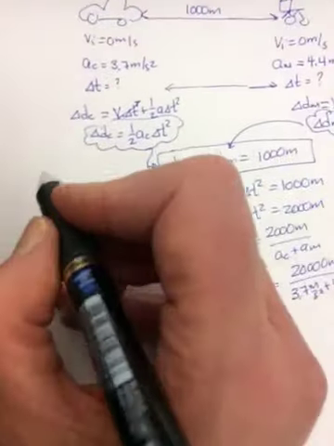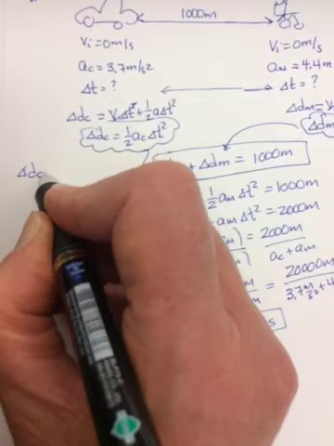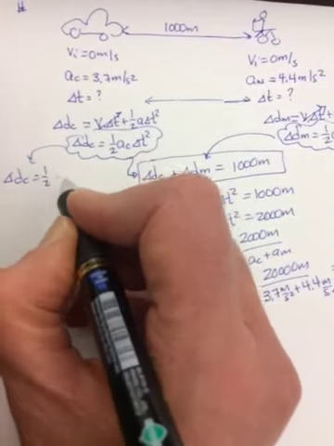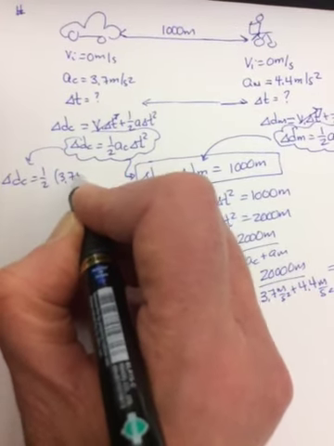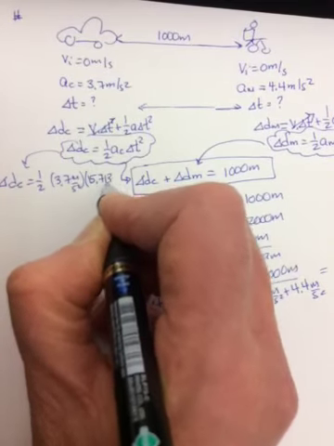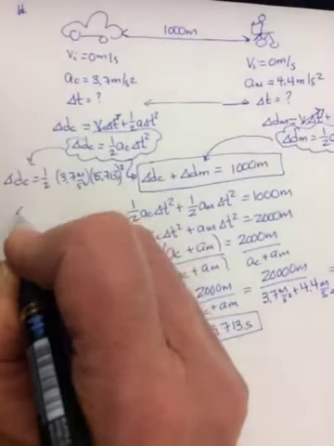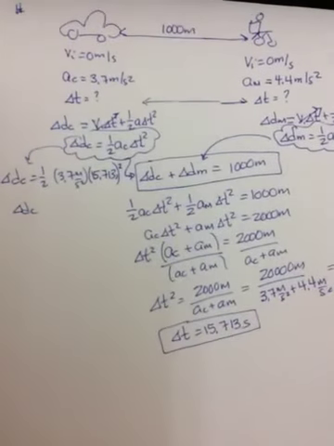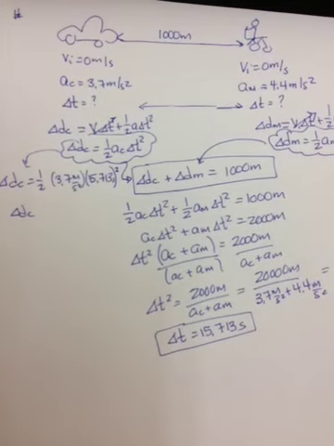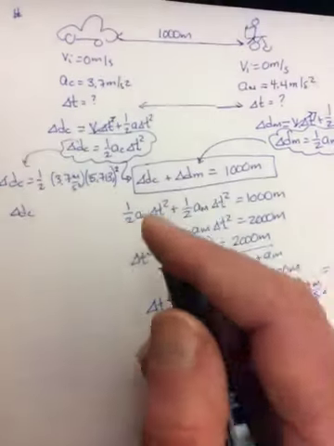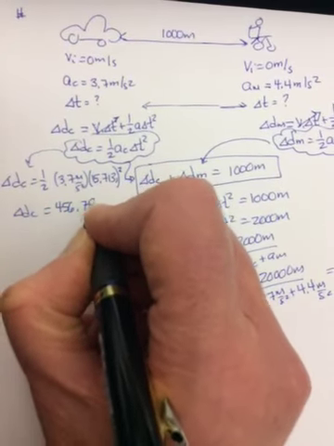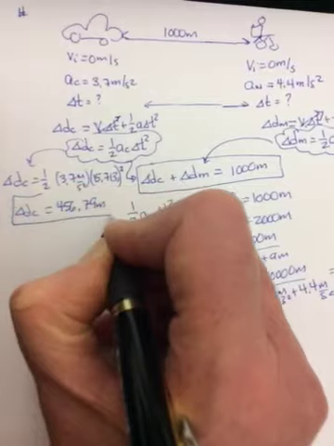So we can go up here and find out how far the car traveled now that we have our time. So 1/2 times 3.7 meters per second squared, times the 15.713 seconds squared, and you get 456.79 meters, which is your answer.